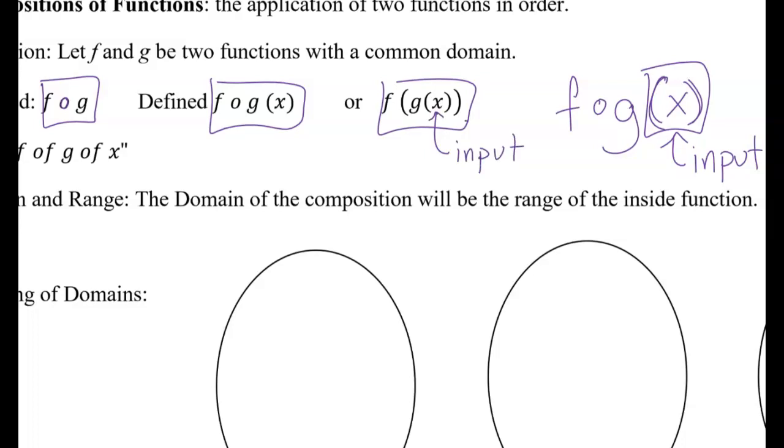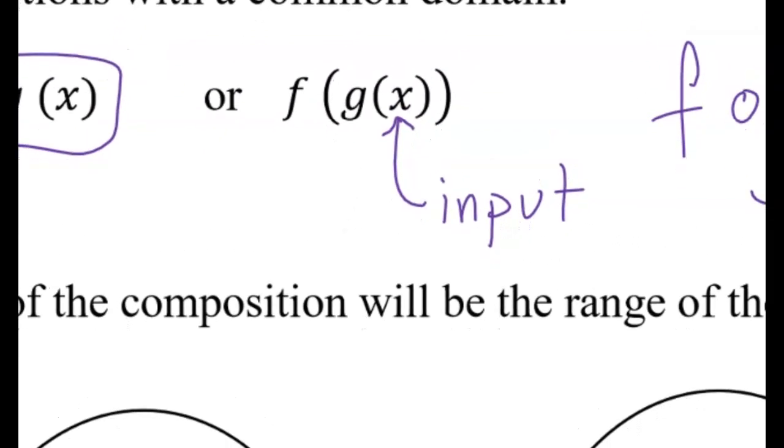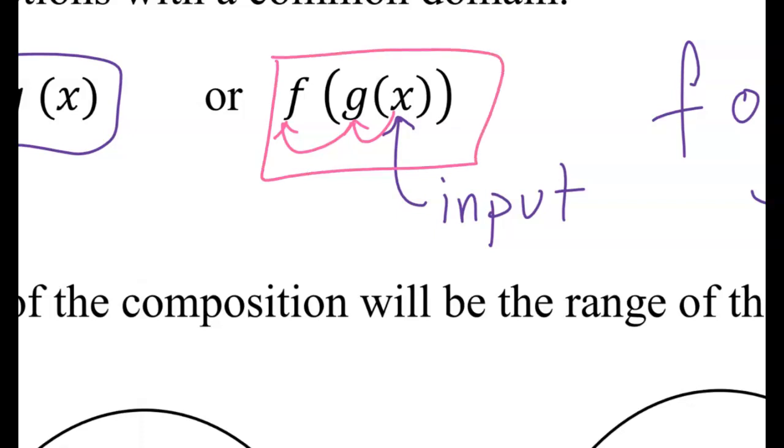And you're inputting it into the very next letter. So if my initial input here is x, you're inputting x into the letter that's right in front of it, g. And then you're taking whatever you get for g of x, and you're inputting it into f. So this is my favorite notation for composition, because it tells you exactly what's going on. You look at the innermost parentheses and you work outward.